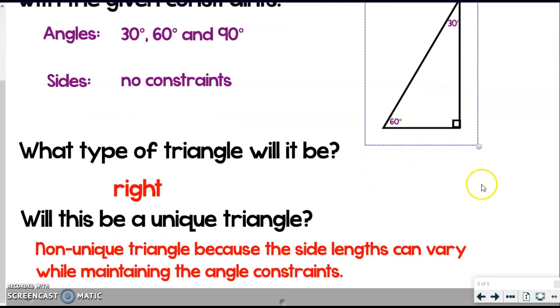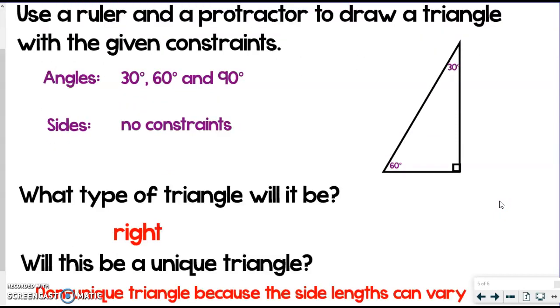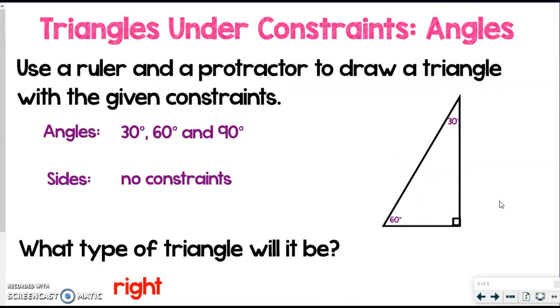And so that is a non-unique triangle, meaning you can make this triangle multiple ways because you can have multiple side lengths, because you can make it bigger or smaller and still include the angles that they asked you to include. Okay, so I know that was a lot of information, but I hope that helped you understand how you can create either a unique triangle or a non-unique triangle.